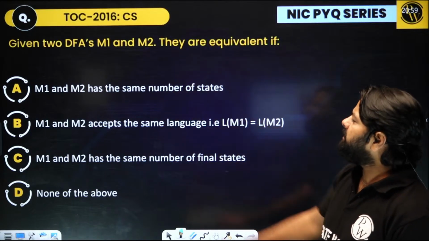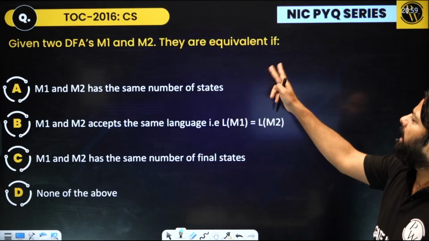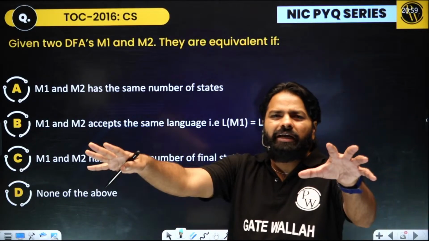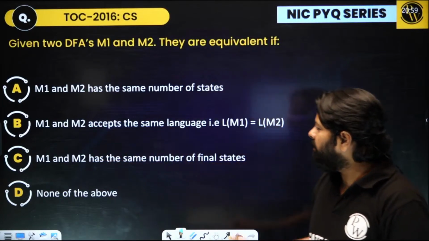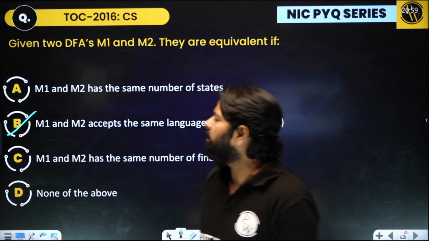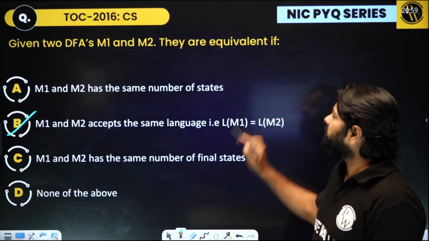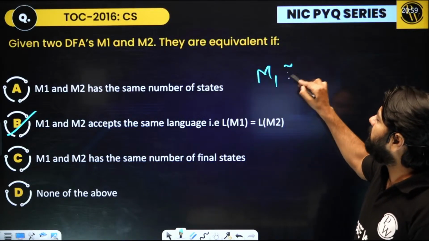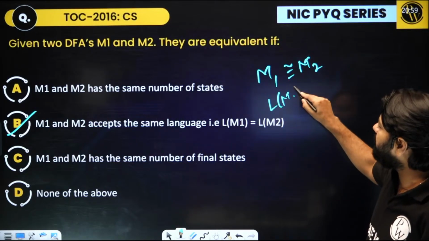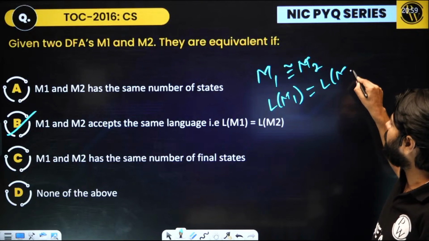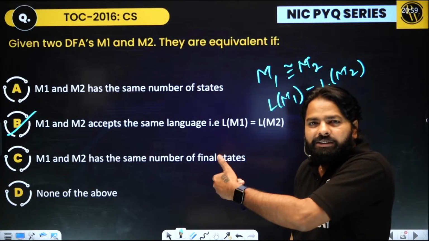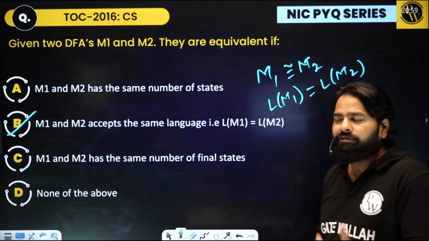Given two DFAs M1 and M2, they are equivalent if, when we say two machines are equivalent, if they represent same language. Where is that statement? M1 and M2 accept the same language. That's the definition of the equivalent word. Two machines are equivalent, it means two languages, the representation L of M1 is same as L of M2. So if you want to say two machines are equivalent, their languages should be same.